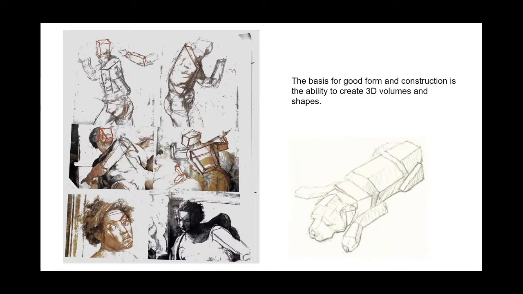So for me, when you're trying to build a nice human muscular figure, the basis for good form and construction is always the ability to create nice 3D shapes. A nice way to practice is drawing a bunch of rectangles, prisms or boxes in order to help establish that feel.